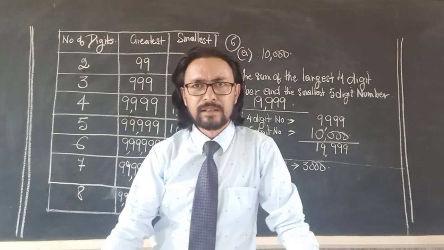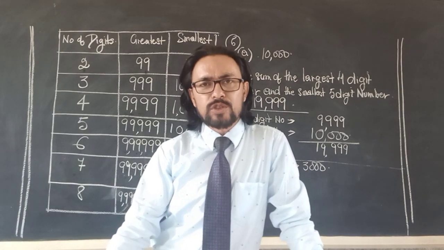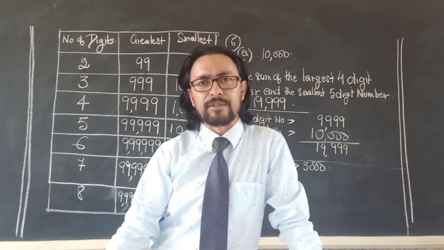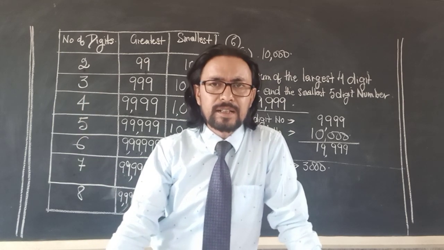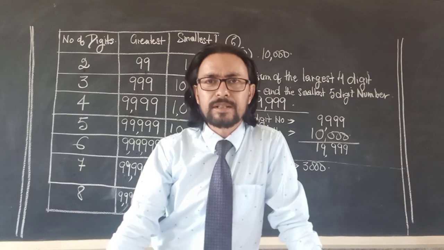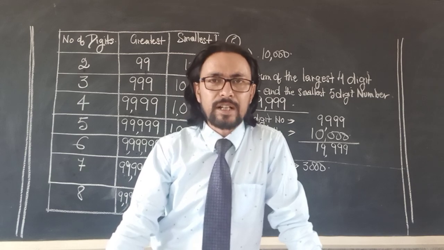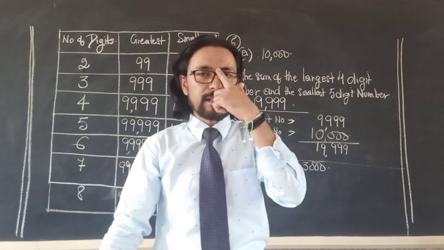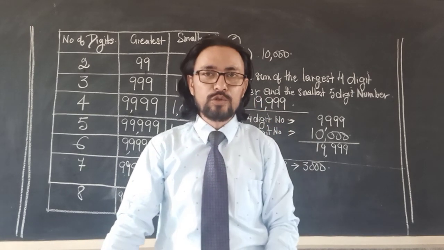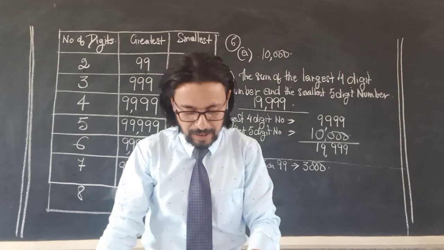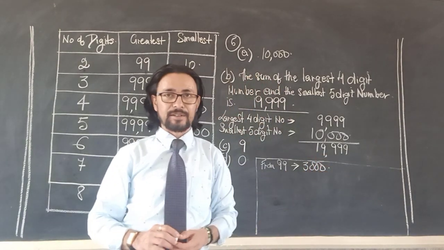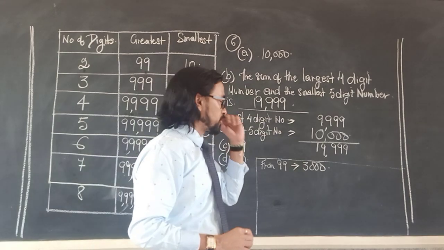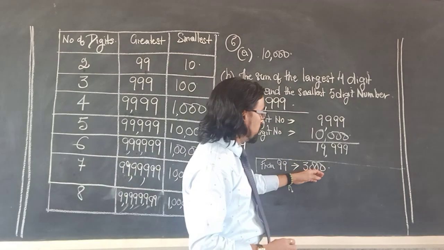Now do you think that you are going to start counting from 100, then 101, 102, 103, 104, 105 and go up to 3000 to find out how many 3-digit numbers are there? It is not going to be possible. That way you will never finish. So this is a tricky question. So how do you find out how many 3-digit numbers are there between 99 and 3000?